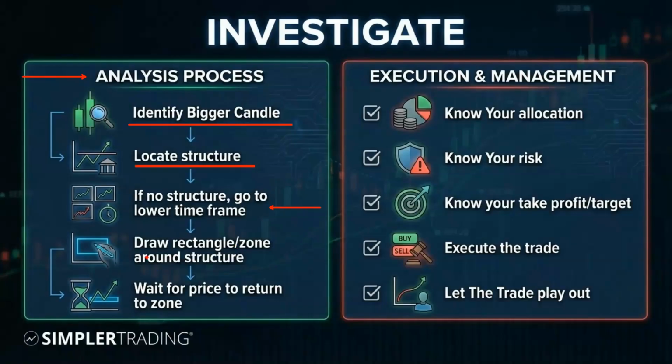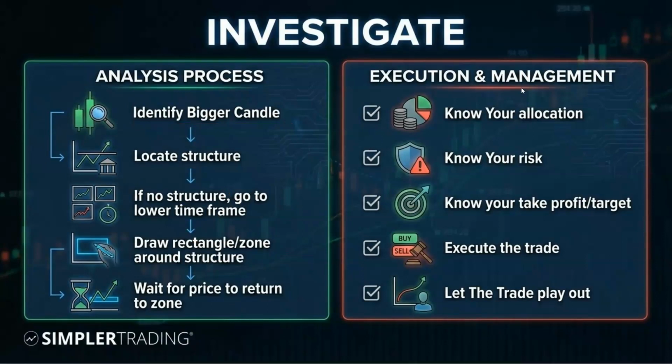Draw a rectangle zone around that structure. Wait for price to return to that zone. So again, draw a rectangle zone around that structure and then wait. This is the hard part for a lot of traders: actually waiting for price to arrive at that zone before you take any line of action, before we stay disciplined, before we execute that trade. Just wait for price to get there. If it's not at a zone, then you're not trading supply and demand. If it's not at a zone and you decide to take a trade, in most cases, that is called speculation.